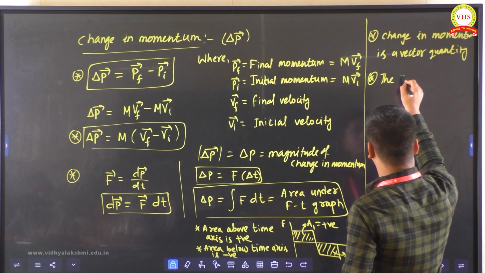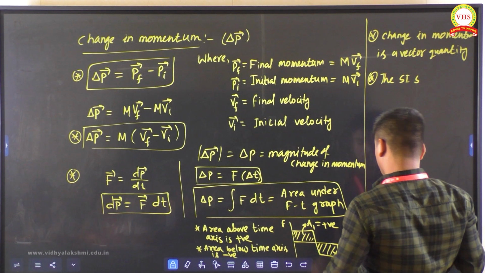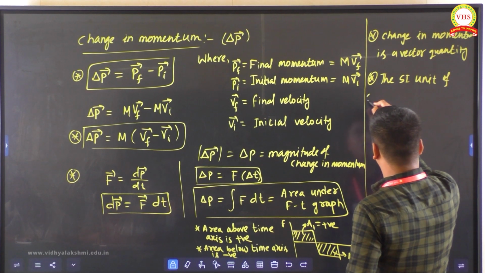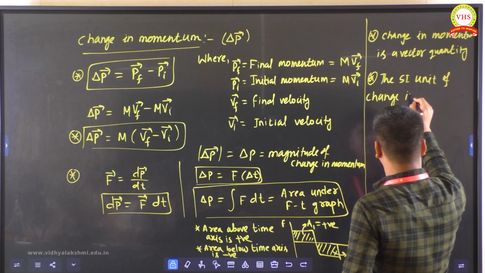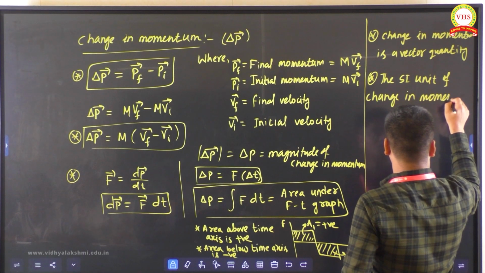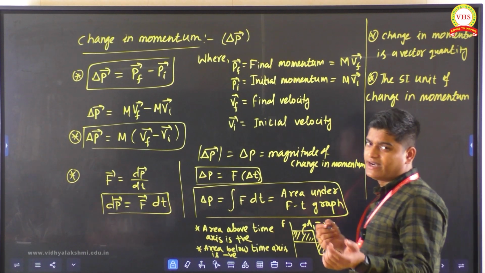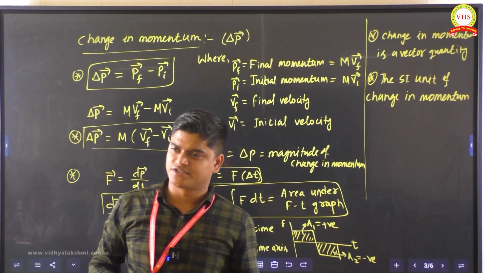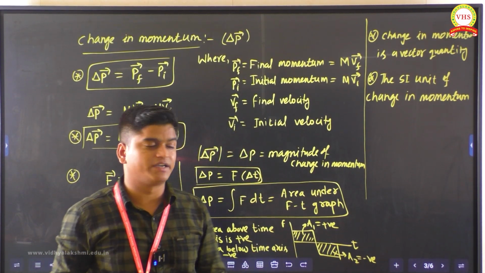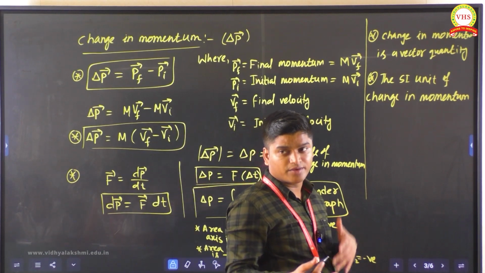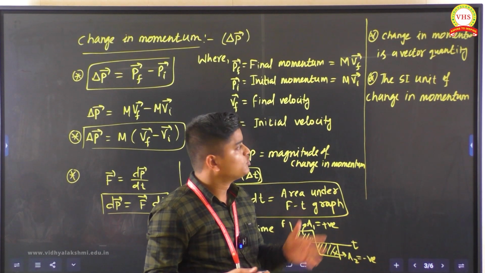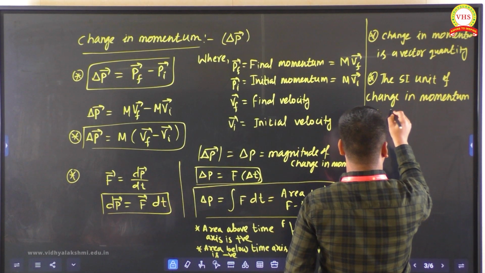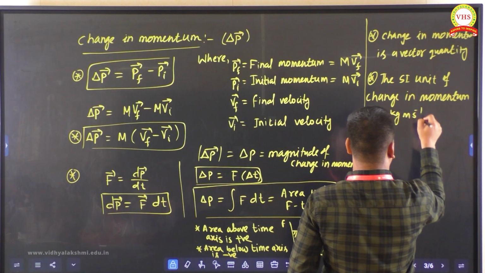Now the SI unit of change in momentum is a basic, normal thing. Remember, in physics any quantity and its change will always have the same unit, or same dimension. Length and change in length, volume and change in volume. So momentum and change in momentum will have the same unit: kg meter second inverse.